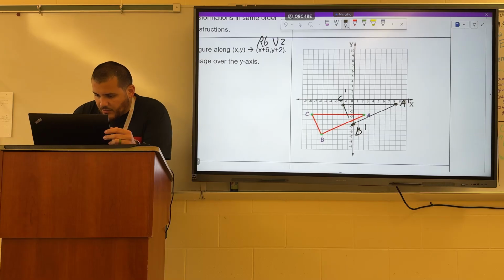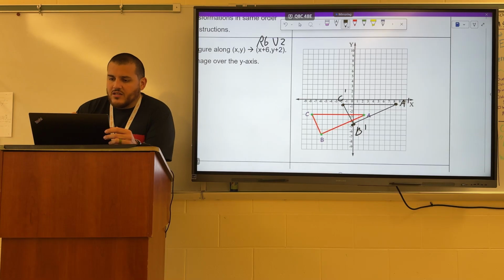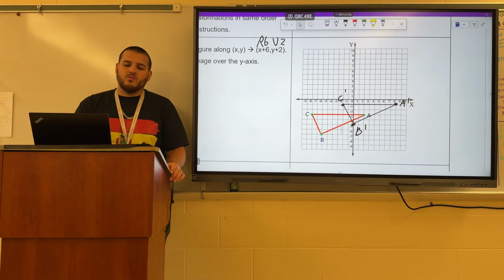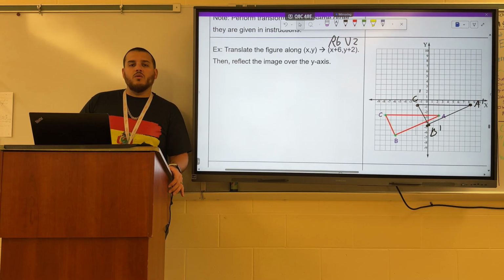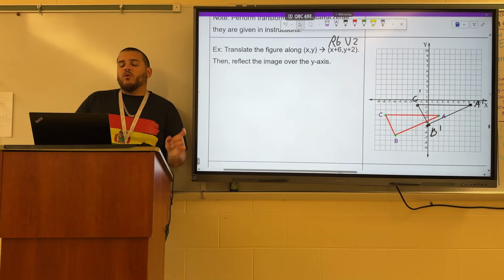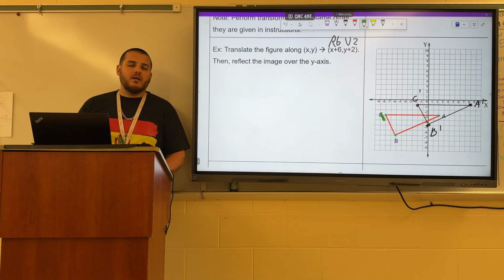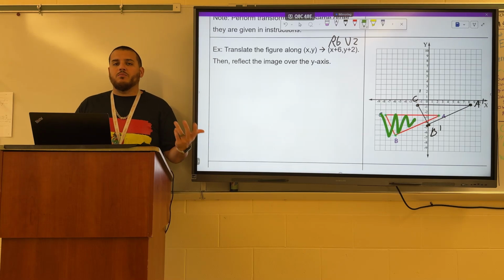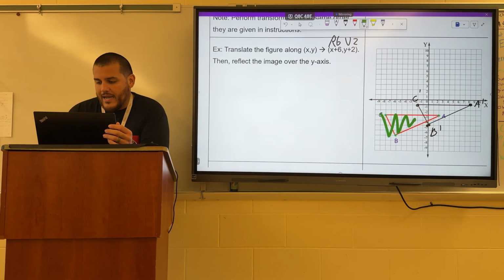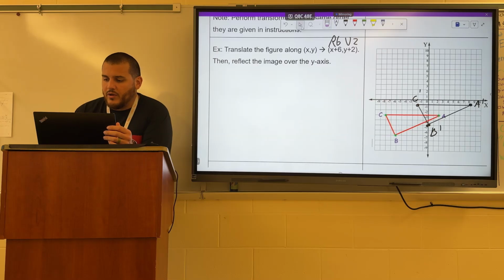That's ABC prime. Now we go to the second transformation that's being asked of us, which is the reflection over the y-axis. And again, we're taking our most recent figure to do this. So that original pre-image doesn't matter anymore. I'm reflecting ABC prime over the y-axis. Again, doing this just 1 point at a time.